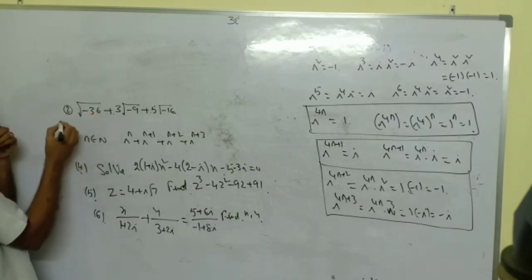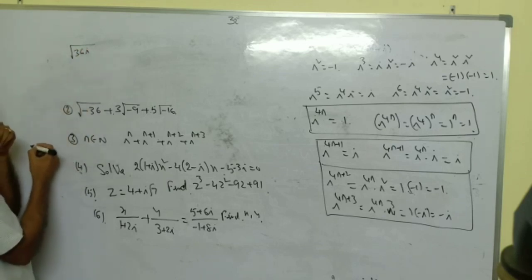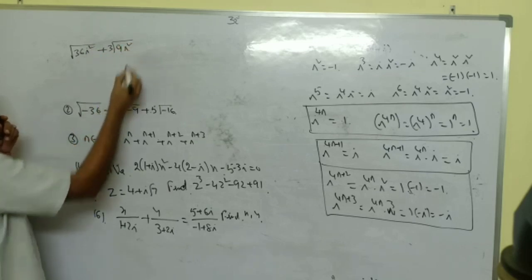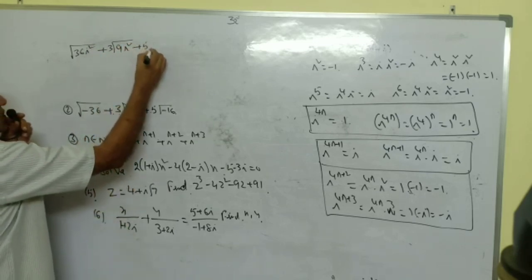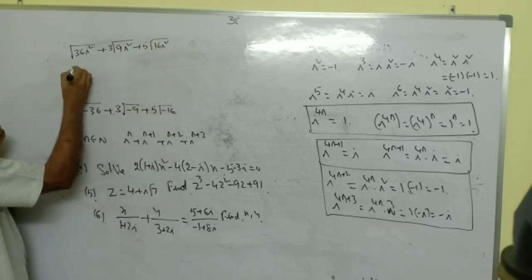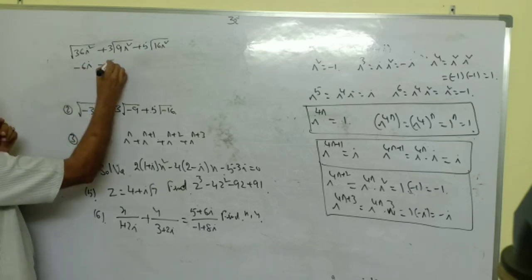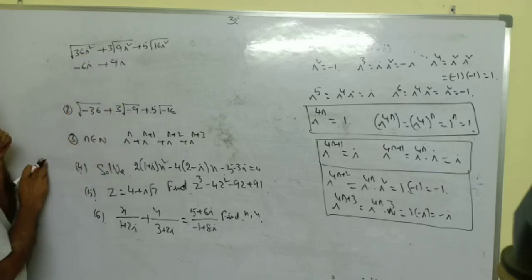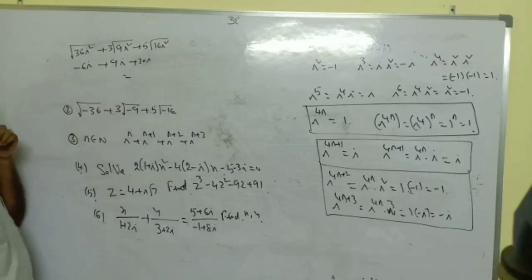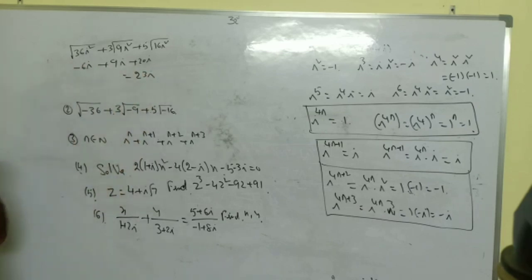Square root of minus 36 means square root of 36i square, sorry. This is minus 6i plus 3 into i square, this is 9i. Plus 5 into 16i square, this is 20i. So you are going to get 23i like this. 23i.